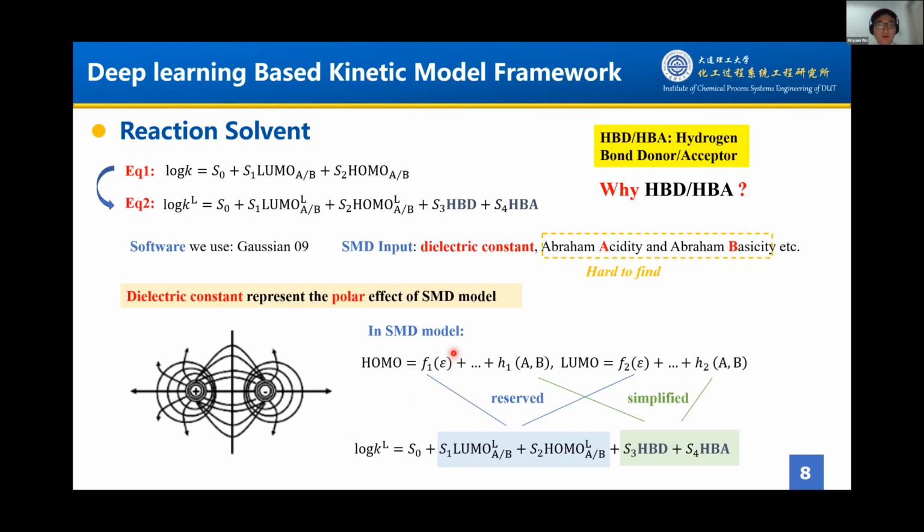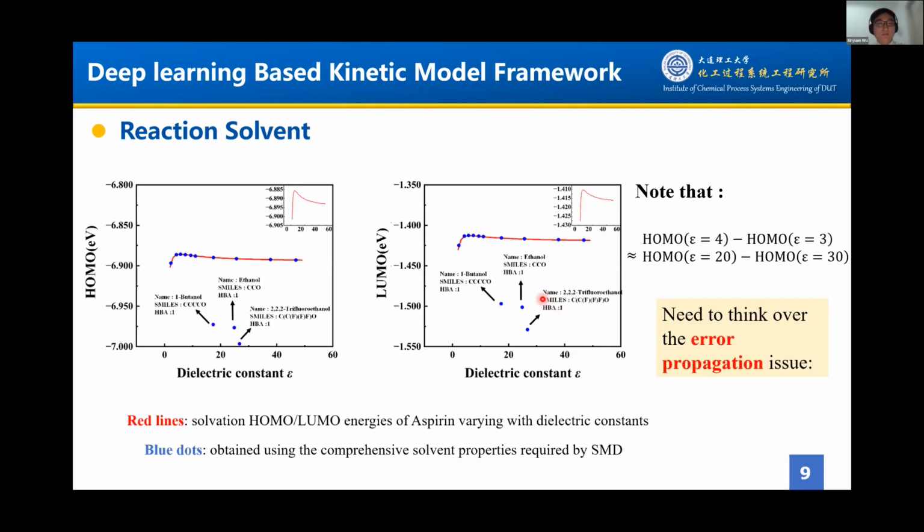We reserve the polar part, which is calculated by the SMD model with the dielectric constant. However, we made some simplification by just adding the hydrogen bond donor and acceptor into the kinetic model. There are some proofs to demonstrate our hypothesis. It's the figure like this.